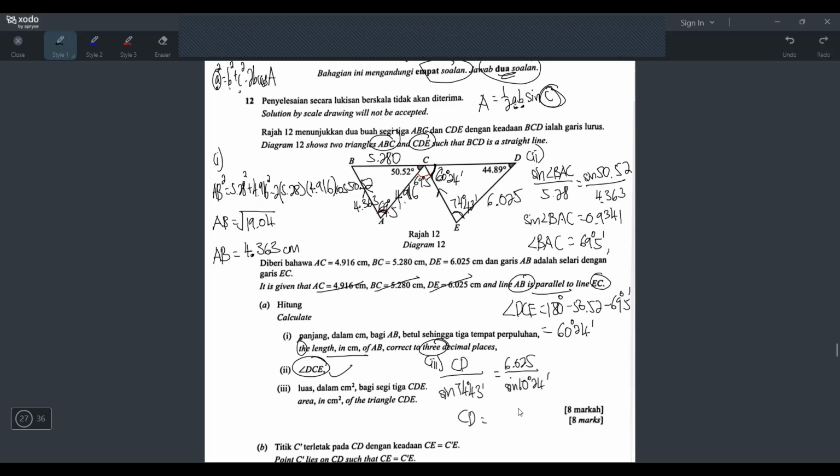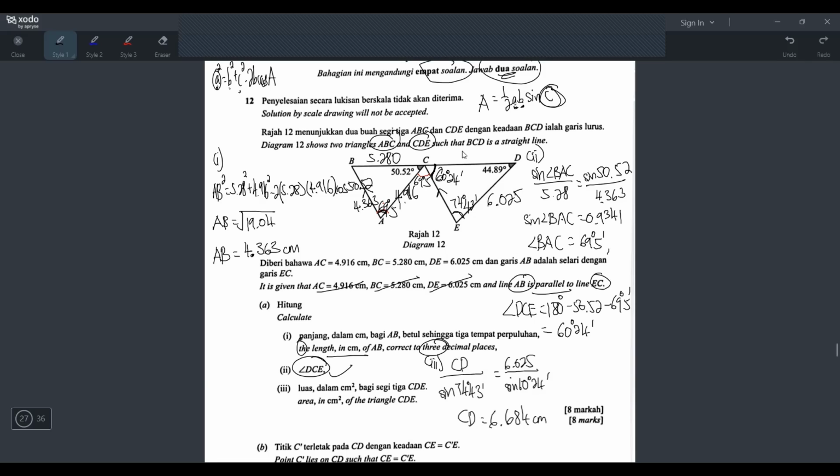And you don't have to write in degree minute. Panjang tak ada orang tulis dalam degree minute. Only angles saja tulis dalam degree minute. Okay, 6.025 bahagi sine 60 degree 24 minute, and then times with sine 74 degree 43 minute. Okay, my calculator give me 6.684. So that is the answer lah. Okay, and this is panjang. Panjang don't write in degree minute, please. All right. So 6.684, but this is not the answer yet.